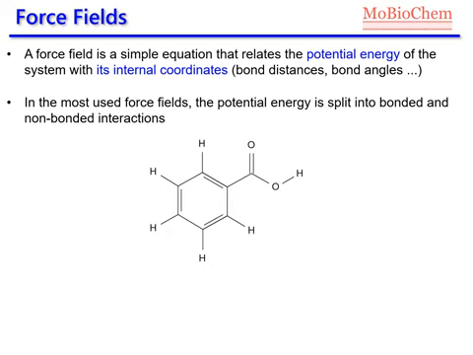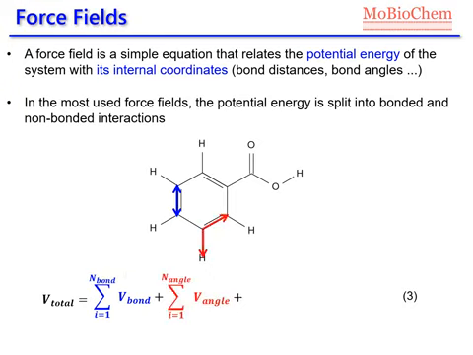For example, let's focus on this molecule, on the benzoic acid. So the total potential energy can be written as bonded interactions between atoms which are directly bonded. So the separation between these two atoms is only one bond. We will call this potential energy the bond potential energy, and it's represented here in blue.